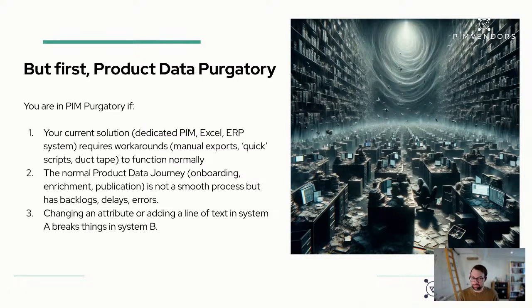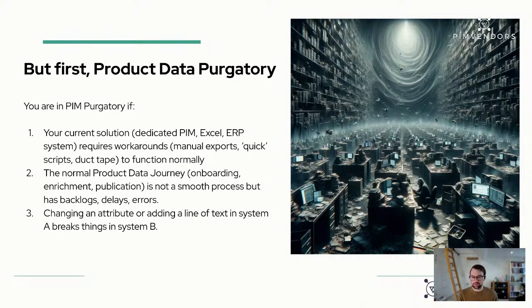Well, I've made a nice graphical interpretation through ChatGPT or DALL-E, but basically you're in that purgatory if your current solution requires all kinds of workarounds, so duct tape, manual exports, functionality not working normally. You're also there if your normal product data journey that we just discussed, so the onboarding, the enrichment, the publication, is not a smooth process, but it has large backlogs, delays, and a lot of errors. If you experience those delays, you might be in PIM purgatory.